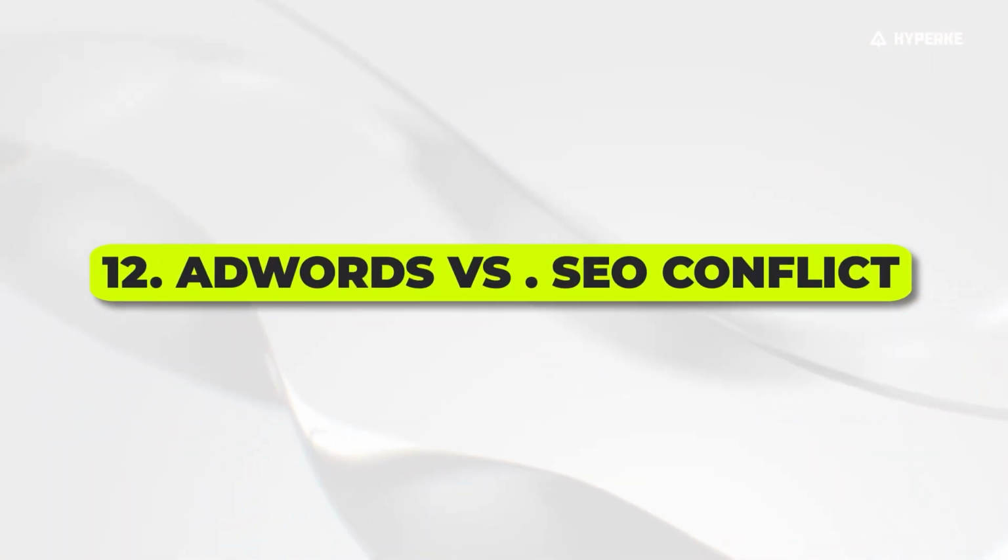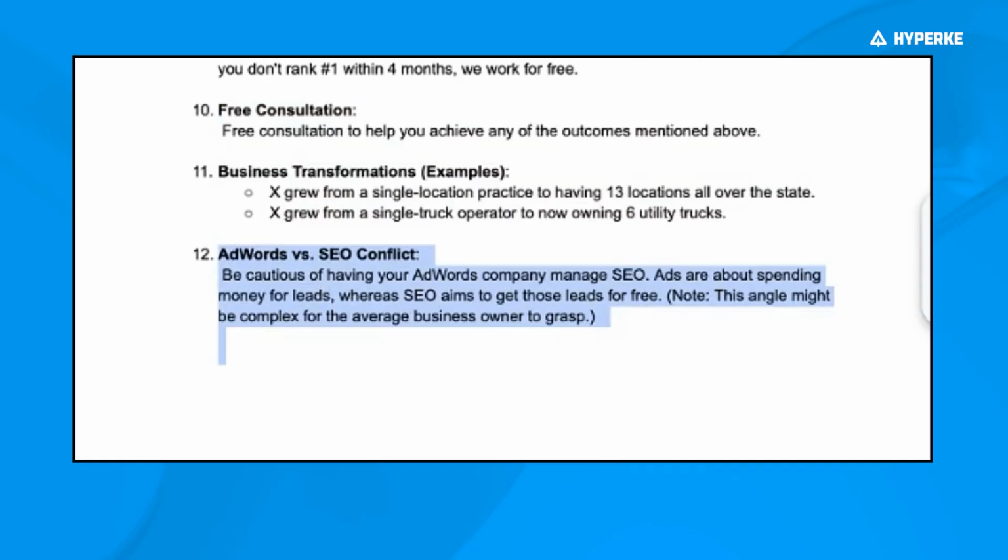And finally, point number 12, this is more like AdWords versus SEO. So, this is an angle that you could potentially try. I'm not a huge fan because it's complex for the average business owner to understand. But this one talks about how if an agency is running ads for you, that same agency should not also be doing your SEO, because ads and SEO conflict with each other.